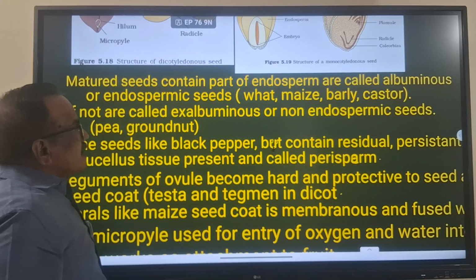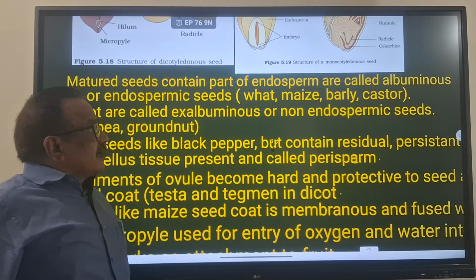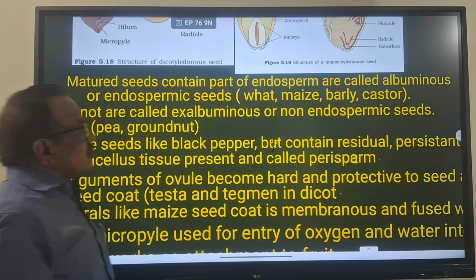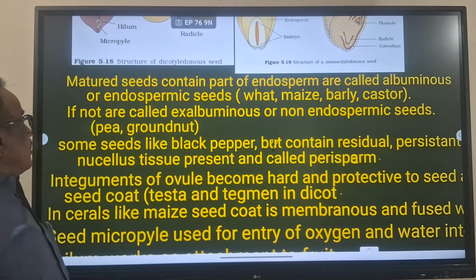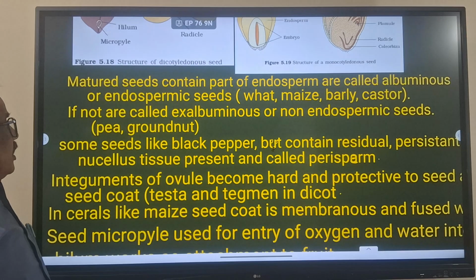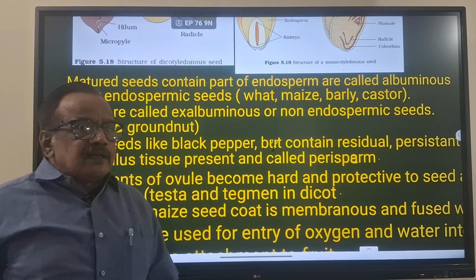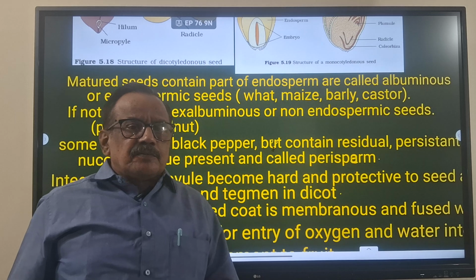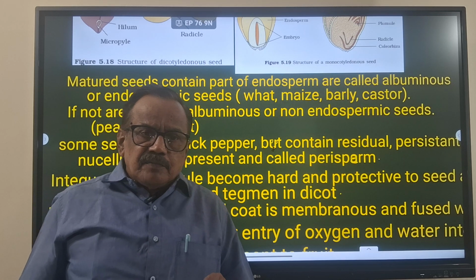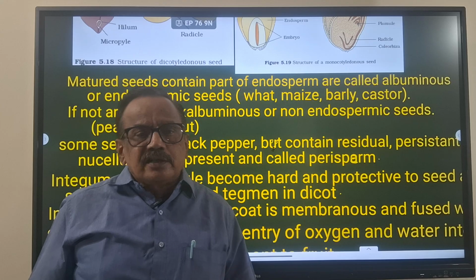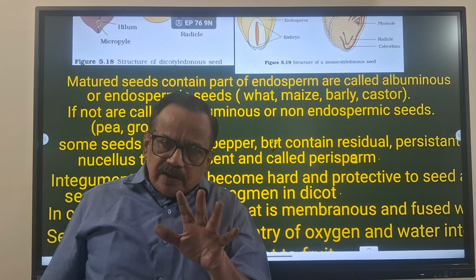A matured seed contains part of the endosperm. Seeds with part of the endosperm are called albuminous or endospermic seeds. He has given in flowering plants sexual reproduction only albuminous seeds, but it is also called a non-endospermic seed, as given in the morphology. For that, I combined both the things.